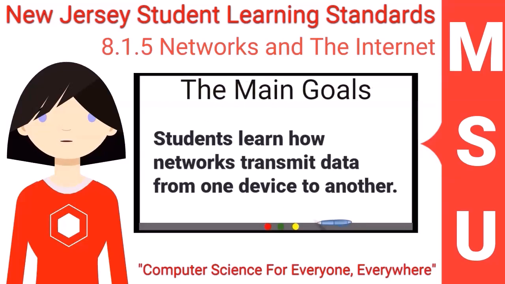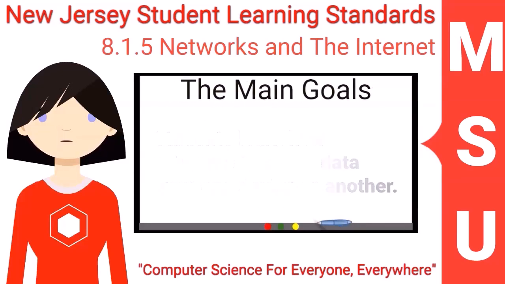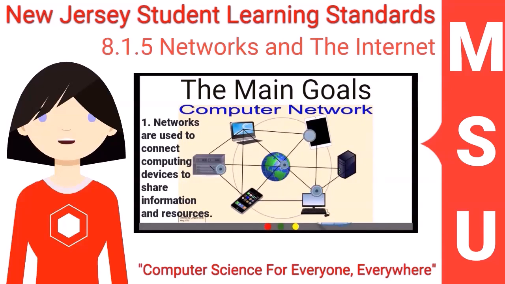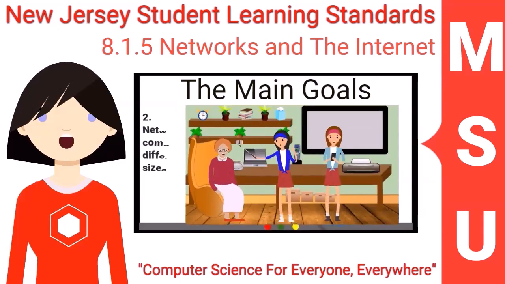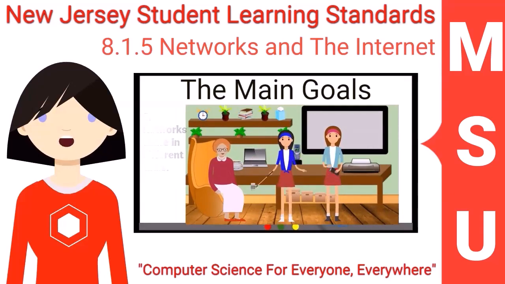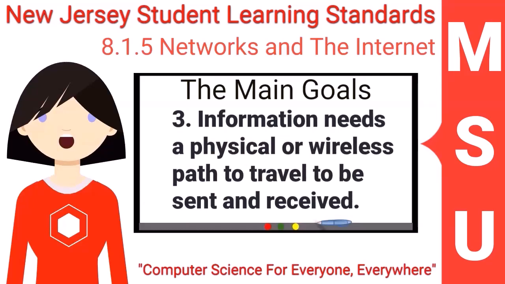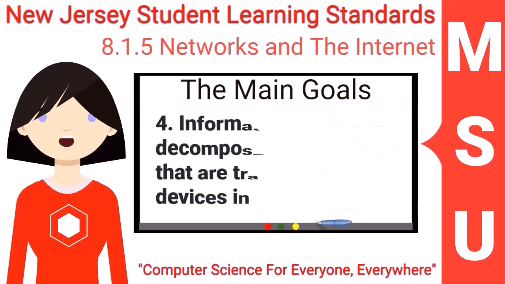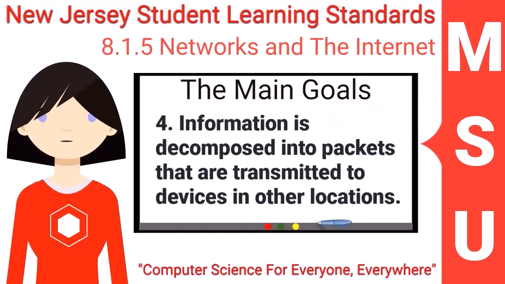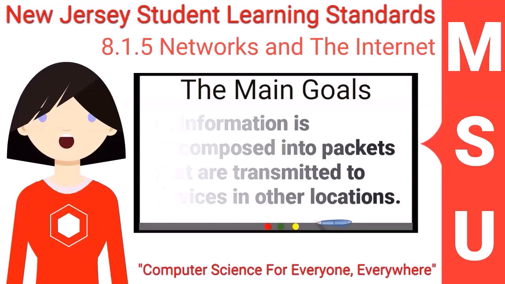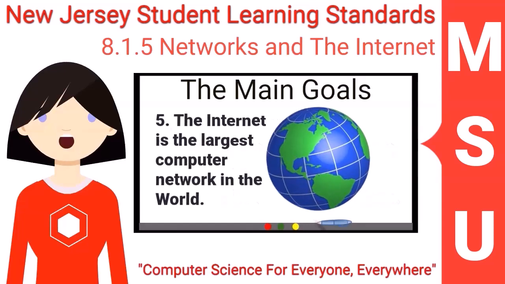The main goal of this strand is to ensure students know networks are used to connect computing devices to share information and resources. Networks come in different sizes. Some networks are small, like the one you have at home, and some are large. Information needs a physical or wireless path to travel to be sent and received. Information is decomposed into packets that are transmitted to devices in other locations. The Internet is the largest computer network in the world.